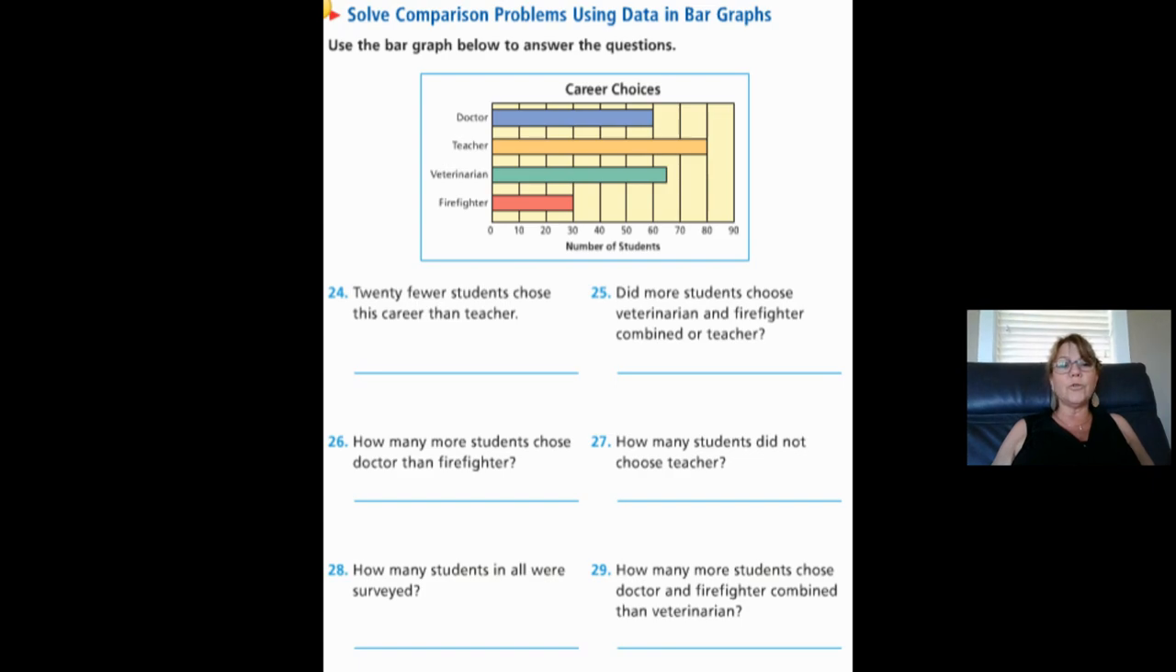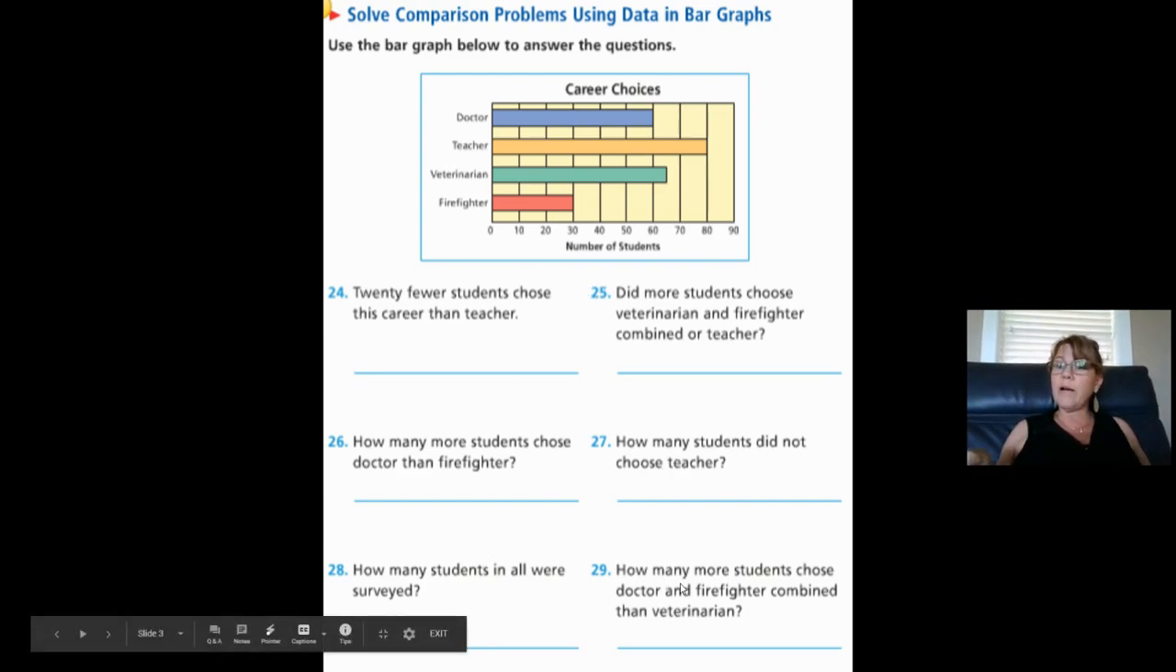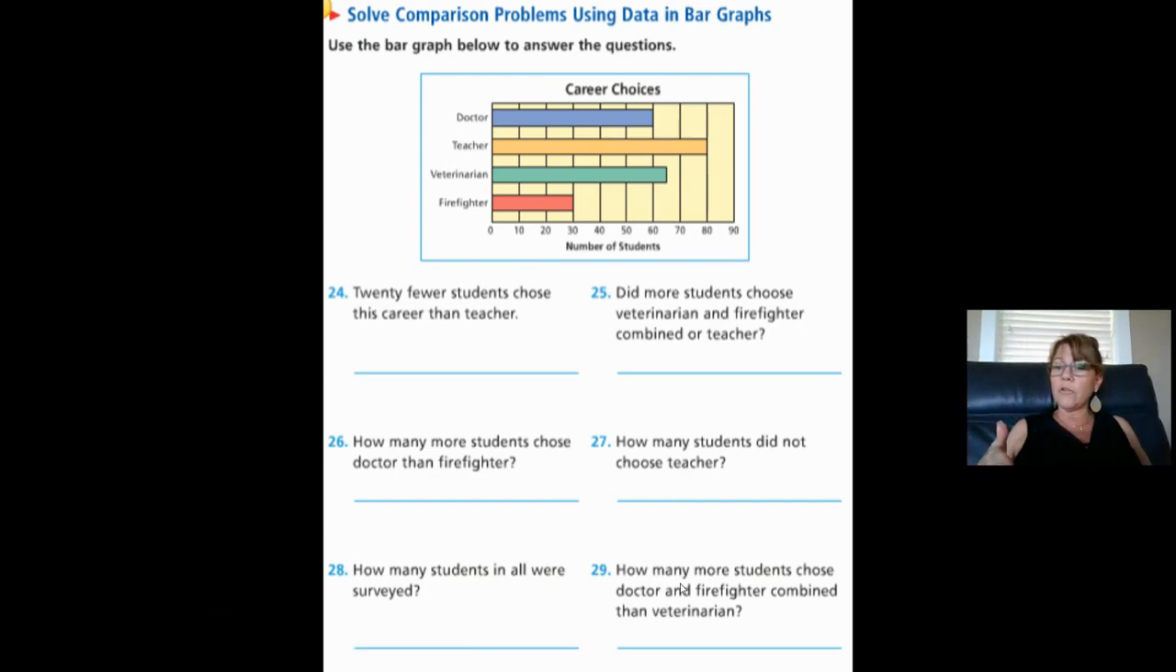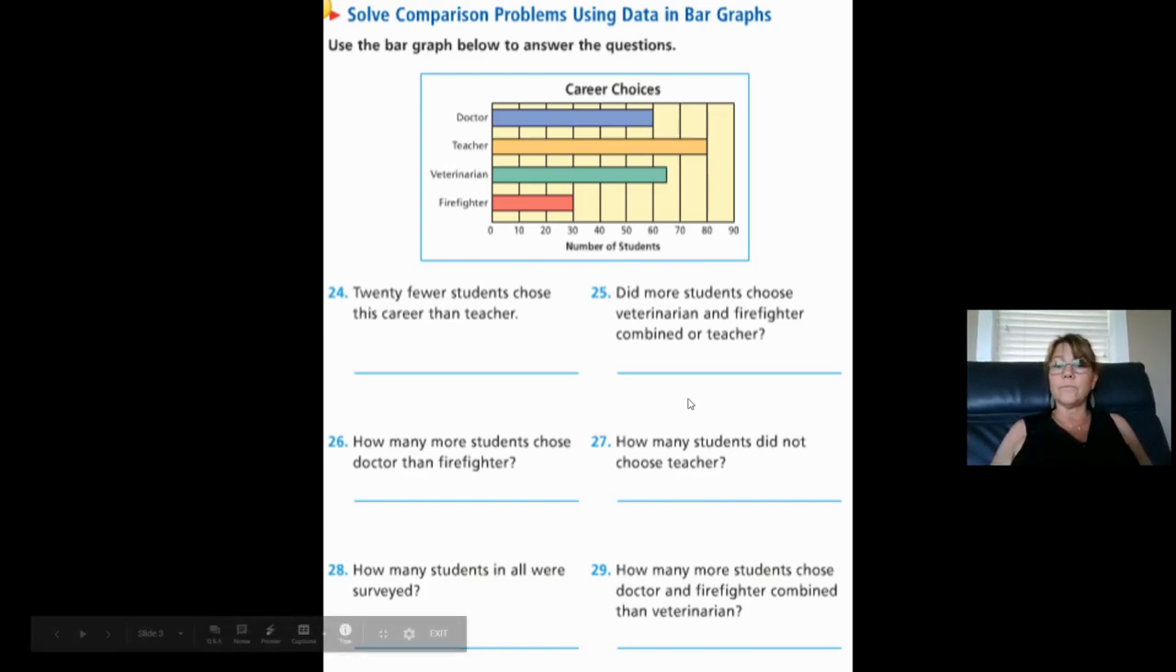I want you to see what you can do with these 6 problems. You're going to pause me right now, and you're going to try them first on your own, and then you're going to correct them with me as I go through them. All right? So pause it now. All right, let's see if we can figure this out. So our bars are going across this way. So this is a horizontal bar graph.